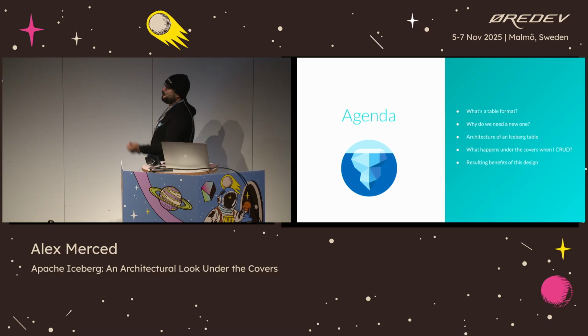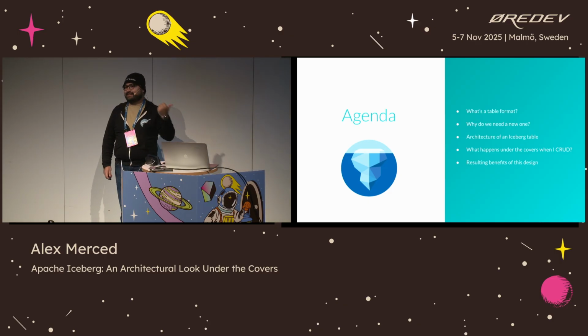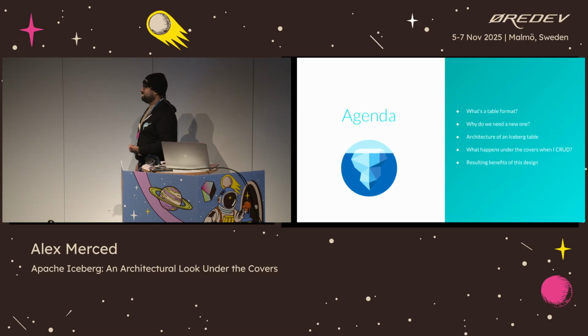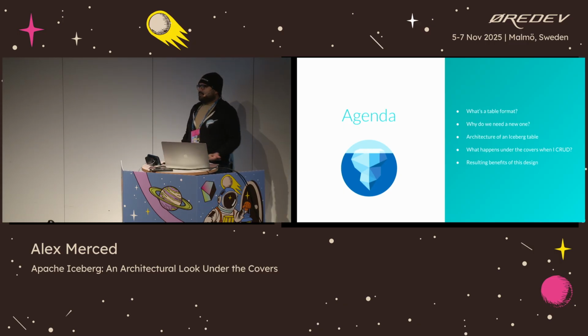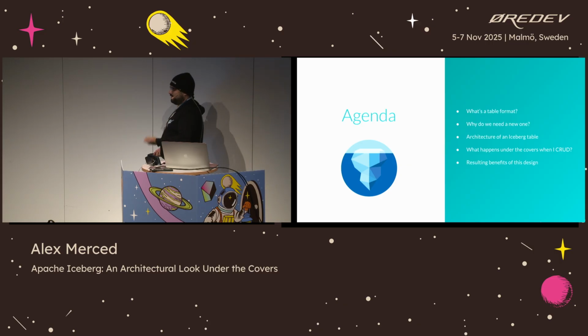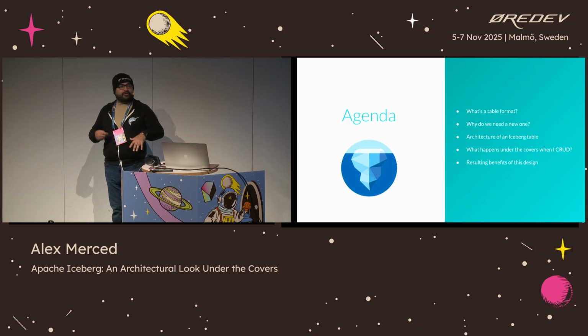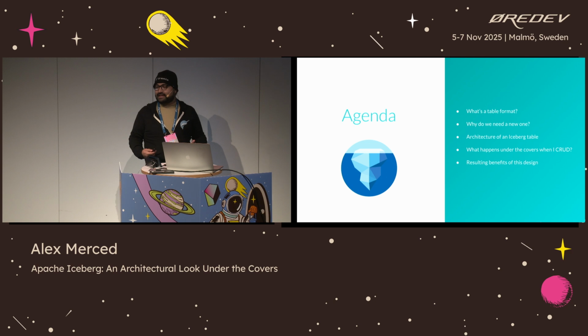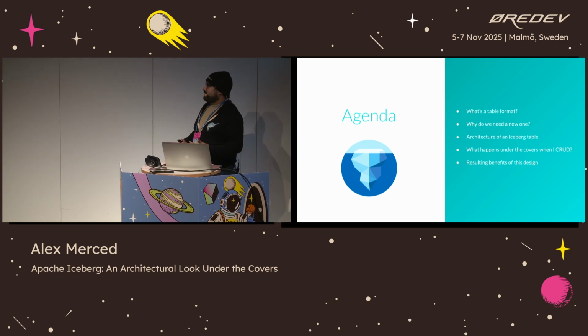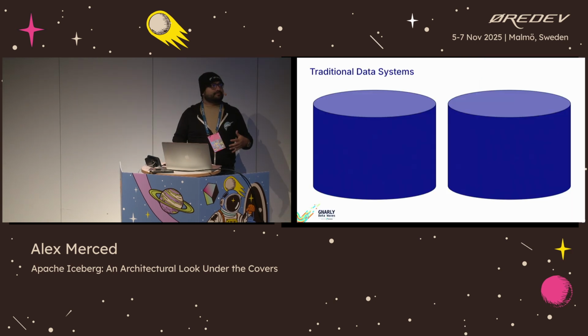So today we're going to be talking about what a table format is, because that's what Apache Iceberg is, a table format. So we need to understand the category first. Why do we need a new one? Didn't we already have tables? Why do we need a new thing? Then, how does Apache Iceberg work, the architecture of it? And then we're going to go through some examples of transactions to see what happens when you do an Apache Iceberg transaction, and what the benefits of this whole structure are to begin with.